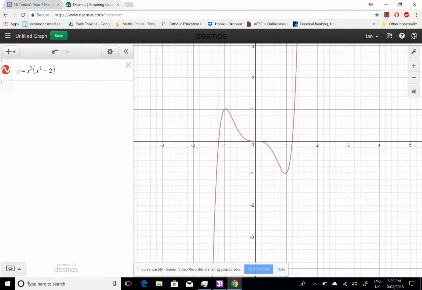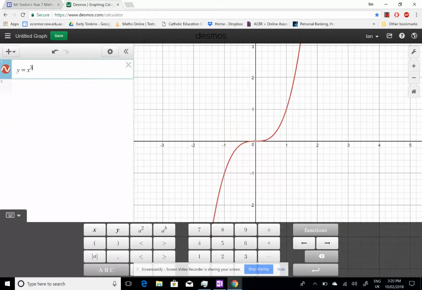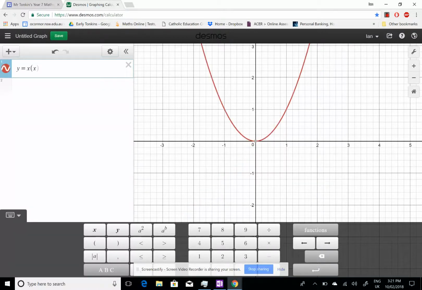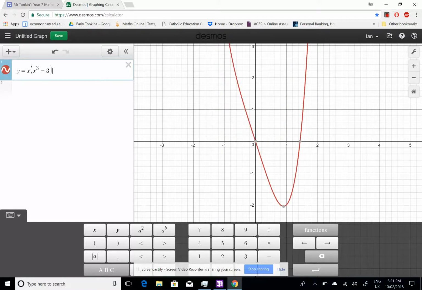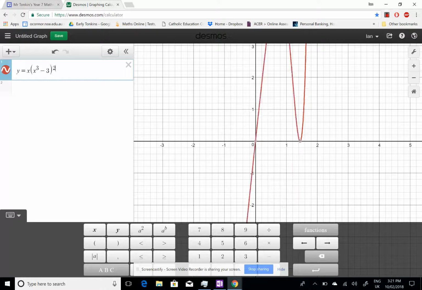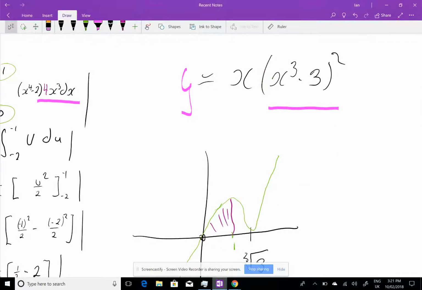So, get in here. X, delete that. X to the power of 3 minus 3 to the power of 2. And there we go, it looks like that. So the better you get at curve sketching, the better you tend to get. So look at that, we've got this positive area to rotate. All right, so let's set it up.